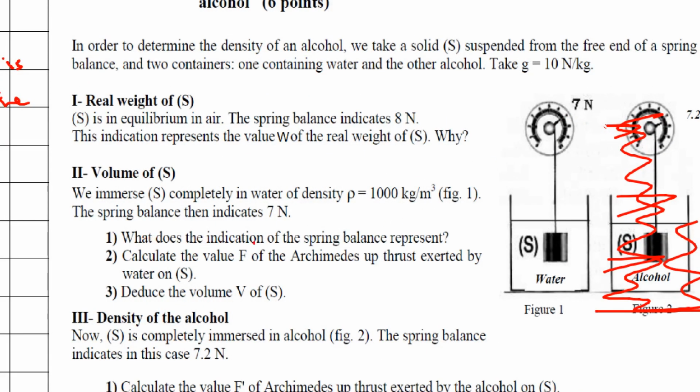Now number 1, what does the indication of the spring balance represent? Knowing that the solid S also is supposed to be at equilibrium, but in this case it is in water and not in air, the spring balance will indicate the apparent weight of the solid S in water.